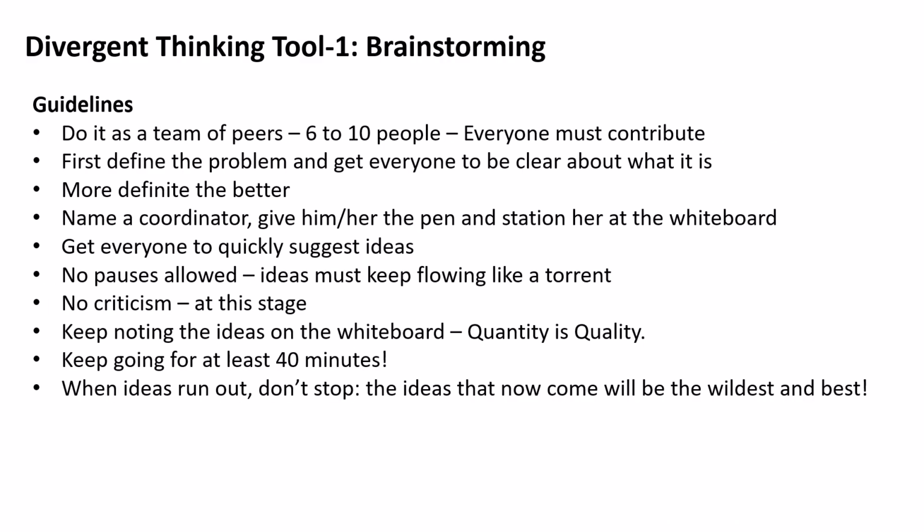What are the guidelines we may use in brainstorming? First, do it as a team of peers with 6 to 10 people. Everyone must contribute ideas. I already mentioned that no idea is a bad idea. More ideas are better. Name a coordinator, give them paper and pen, and station them at the whiteboard. Get everyone to quickly suggest ideas. No passes are allowed. Ideas must keep flowing like a torrent. No criticism at this stage. Keep writing the ideas on the whiteboard. Quantity is more important than quality. Keep going for at least 40 minutes.